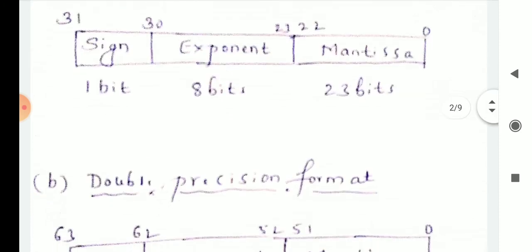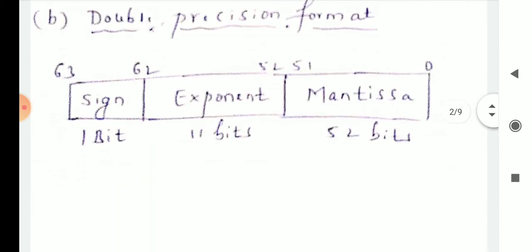Next, double precision format. You can represent the same, but the only different thing is that the bits are doubled. That is bits 0 to 63, meaning 64 bits. So sign is 1 bit, exponent is 11 bits, mantissa is 52 bits. To remember this, think of SEM: S stands for sign, E stands for exponent, M stands for mantissa. So this is the format representation using IEEE 754 floating point number.